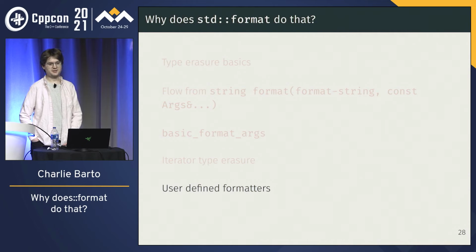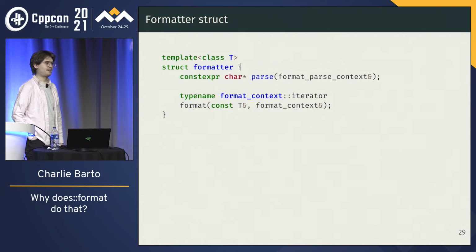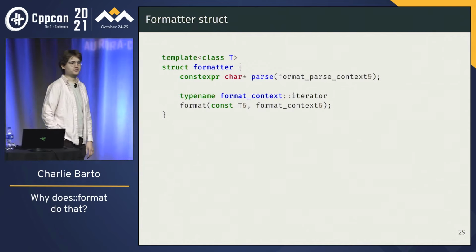The last set of tricks in the format front end here is for user-defined formatters. This is what a user-defined formatter looks like. It's got a parse and a format function. You'll notice parse is constexpr. Again, in the original C++20 specification, it was not necessarily constexpr. That was added. P2216 added compile time format string checking, so parse is now constexpr, so at compile time we can parse your whole format string and catch a lot of errors for you right then and there.